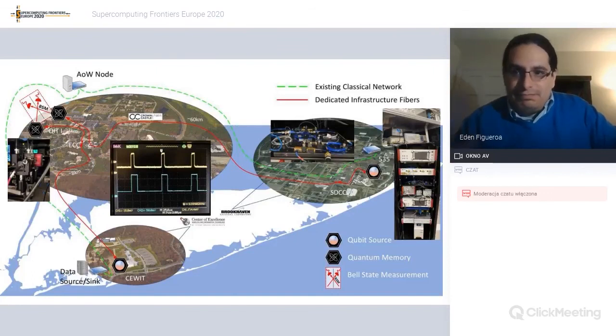So then, just to finish the conversation, the take-home message is these networks are already being built. Right? I just showed you the example of what we're doing here on Long Island, but of course there are many examples in the Boston area, in China, in Delft in the Netherlands, in Munich in Germany, in which people are pushing these experiments further and further.